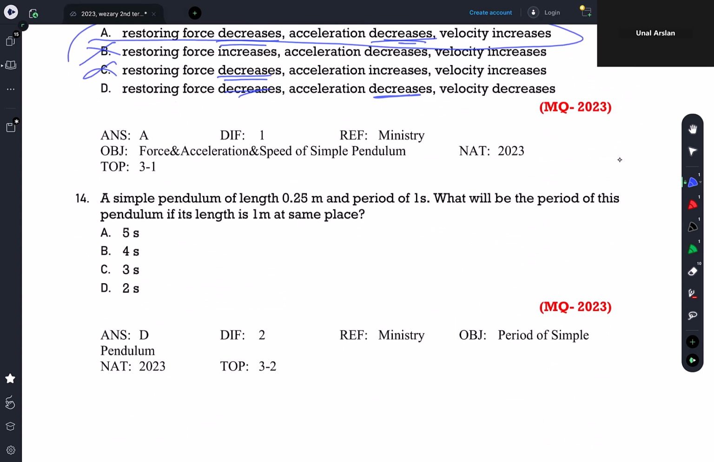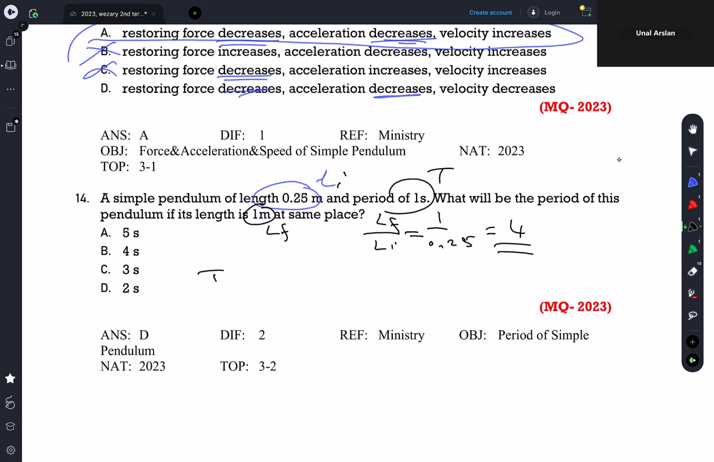Question number 14. A simple pendulum's length is given as 0.25 meter, and its period is 1 second. What will be the period of the pendulum if its length becomes 1 meter at the same place? This is the initial length, this is the final length. As you see, length increased by 4. Final over initial gives us the change factor. So 1 over 0.25 is 4. So the change factor of L is 4.